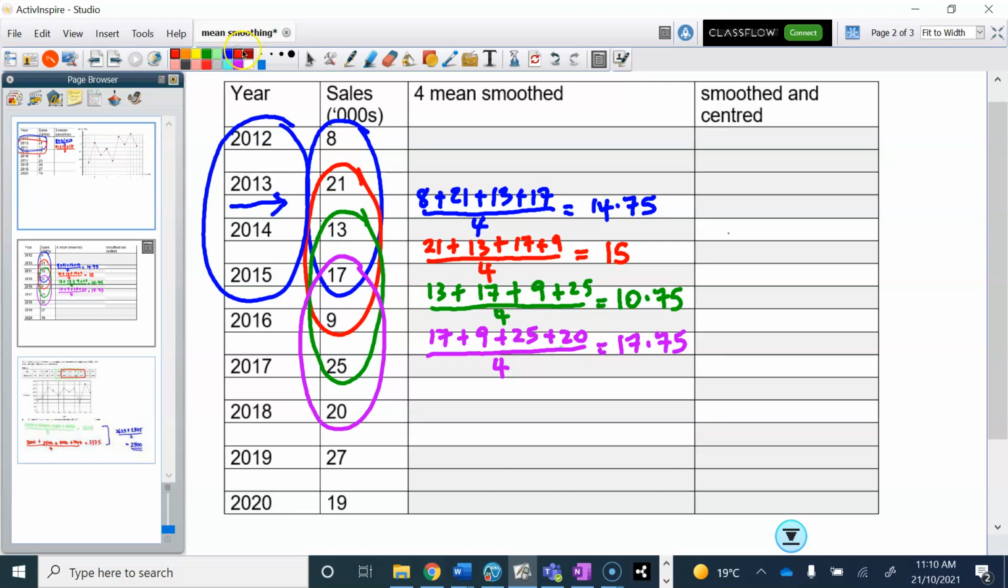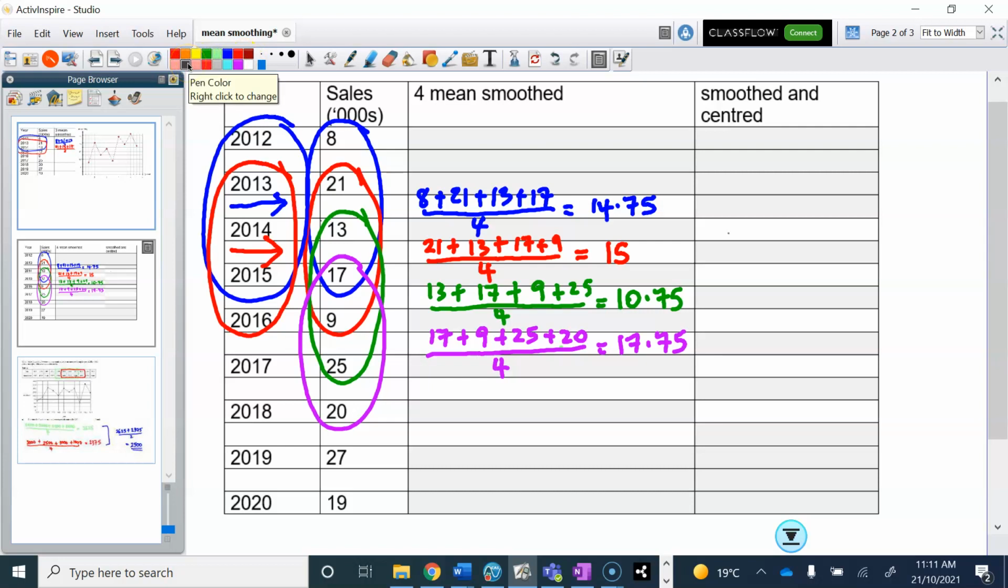So then if I'm looking at the next 4 years in red, you'll see that the middle of those 4 years falls in between 2014 and 2015. So again, not terribly useful for my graph, but you can see the red calculation there, 21 plus 13 plus 17 plus 9 divided by 4 gives me the mean of those 4 data points. So if I'm going to be allocating a smoothed data point with a particular year, I need to what we call center those 2 calculations.